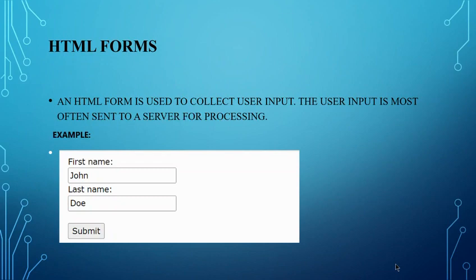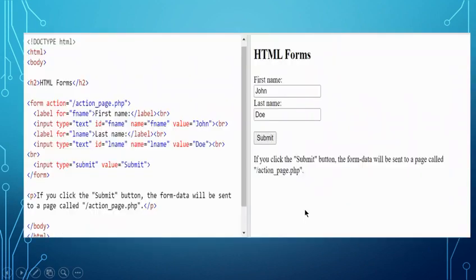First, we'll see about the HTML forms. An HTML form is used to collect user input. The user input is most often sent to a server for processing. Here is an example, and we're going to see the code of an HTML form.